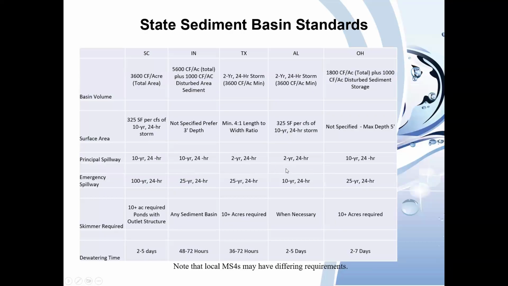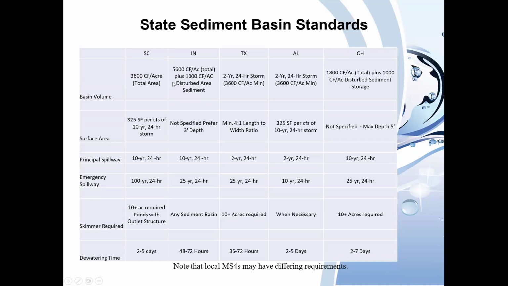Just a quick summary here, and I find this interesting, depending on where you are. We've got 5 different states up here: South Carolina, Indiana, Texas, Alabama, and Ohio. So you can see the basin volume ranges from 3,600 to 1,800, Indiana being 5,600, or you can calculate it. Texas and Alabama also talk about the 2-year 24-hour storm. If you remember, Indiana said the 1-year 24-hour storm. So just the point is the volume varies.